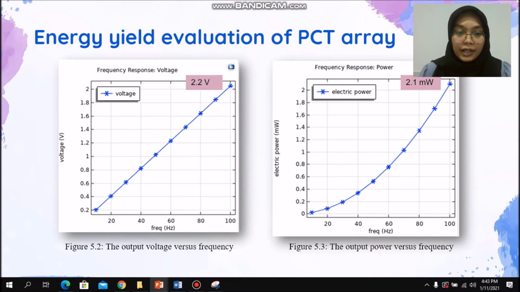The force applied needs to be evenly distributed on the PCT array model to maximize the output power. Thus, the time of compressions can significantly affect the total energy yield. Therefore, it can be suggested that a higher frequency can increase the PCT array model's output power.